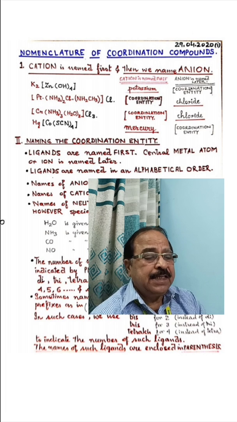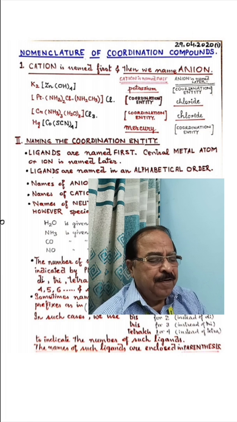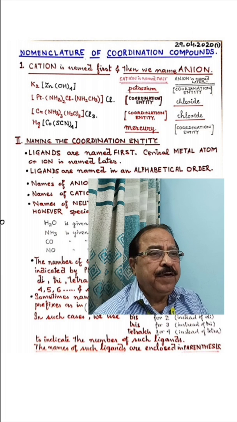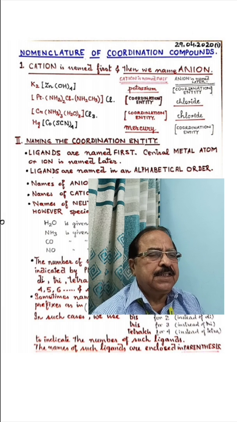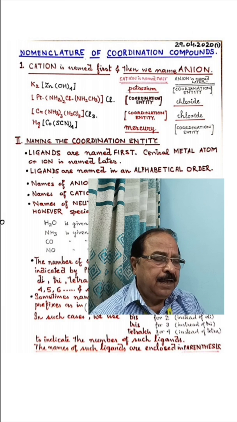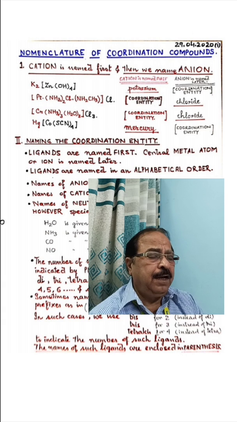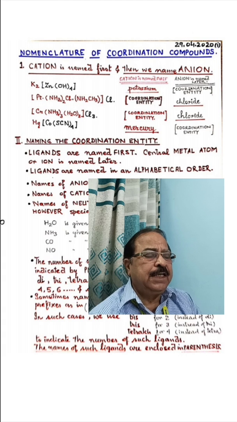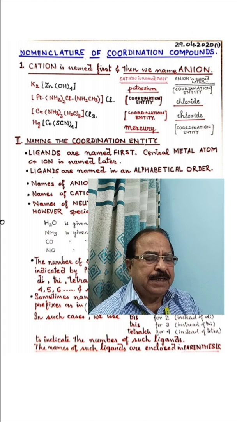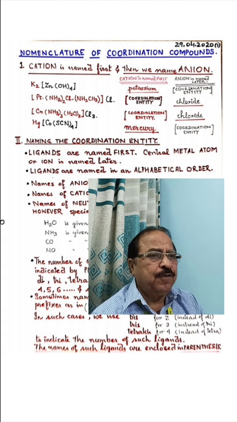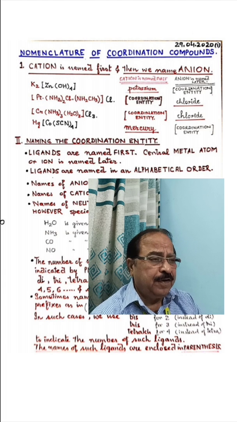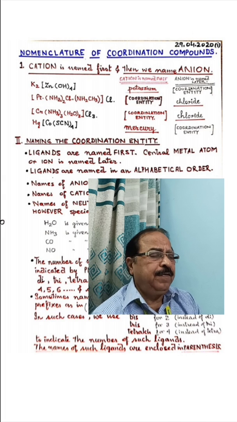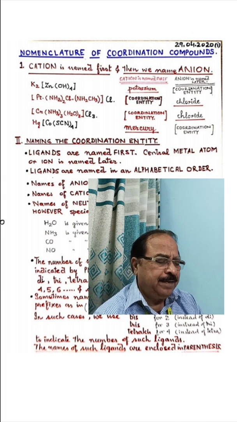So the second step is we have to name the coordination entity. We have to learn how we name the coordination entity which is written in the square bracket. In this, first of all, we have to name the ligands. In a coordination entity, a metal atom or ion is present along with various ligands. So we first write the names of the various ligands, and after that, we name the metal atom or ion.